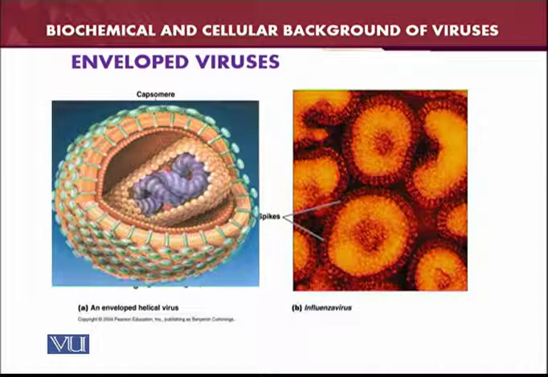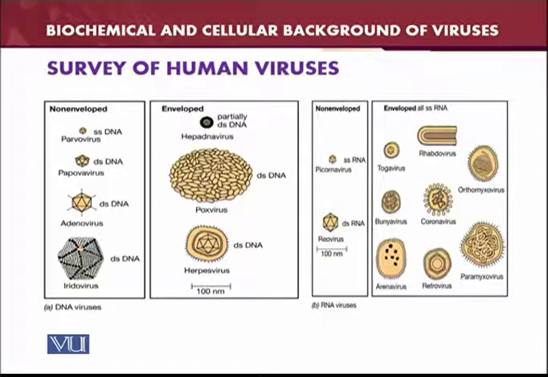This is the capsomere, and then the spikes already present in the influenza virus. You can see the diagram shown by the electron microscope. An enveloped helical virus is shown in this diagram. Now we can take just a little survey of different human viruses.